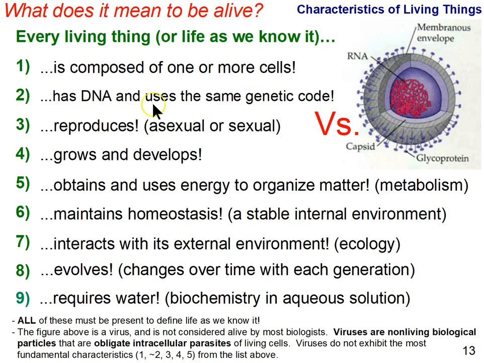Life as we know it has DNA. Every living thing has DNA and uses the same genetic code, which suggests something really extraordinary, and that is that all life on this planet is related to the very first life that ever appeared on this planet. Life appeared on this planet, and then all life that is now here arose from those first living things.